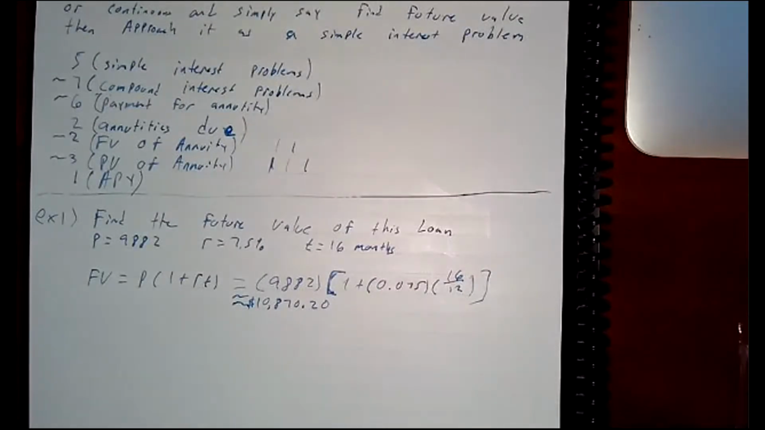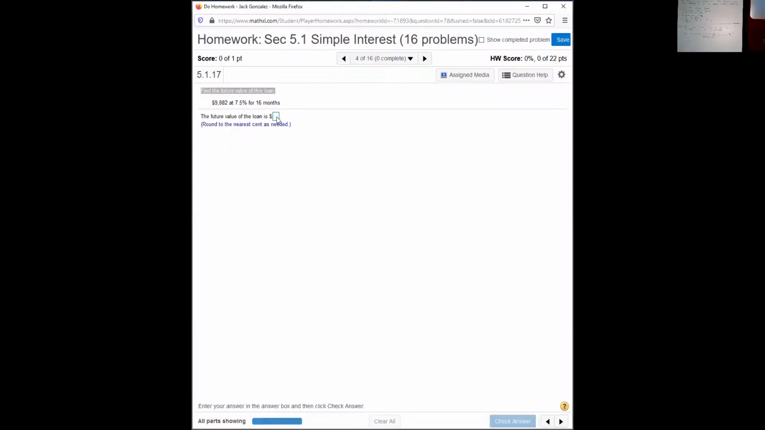Okay. So the calculator says 10,870, 20 cents. Cool. All right. So that's a simple interest kind of question.